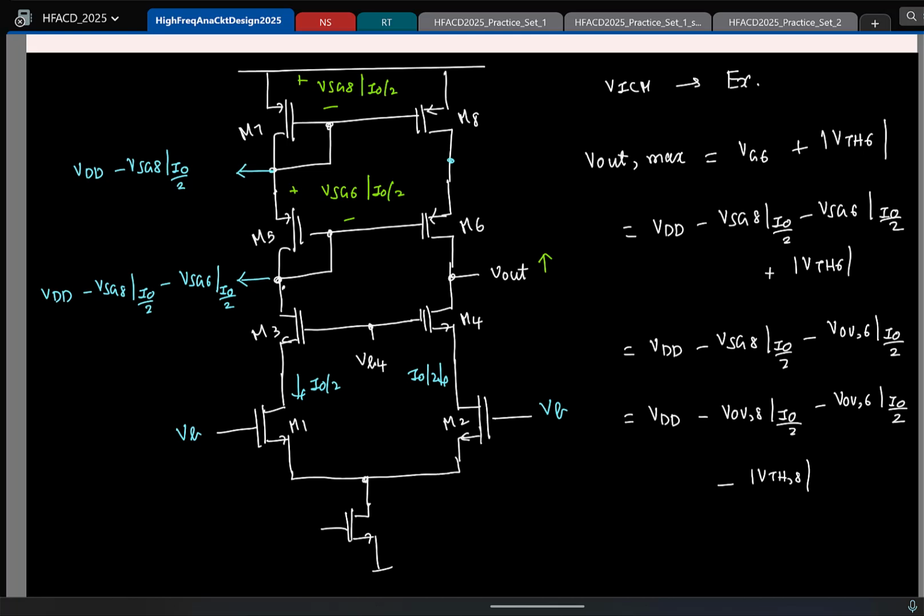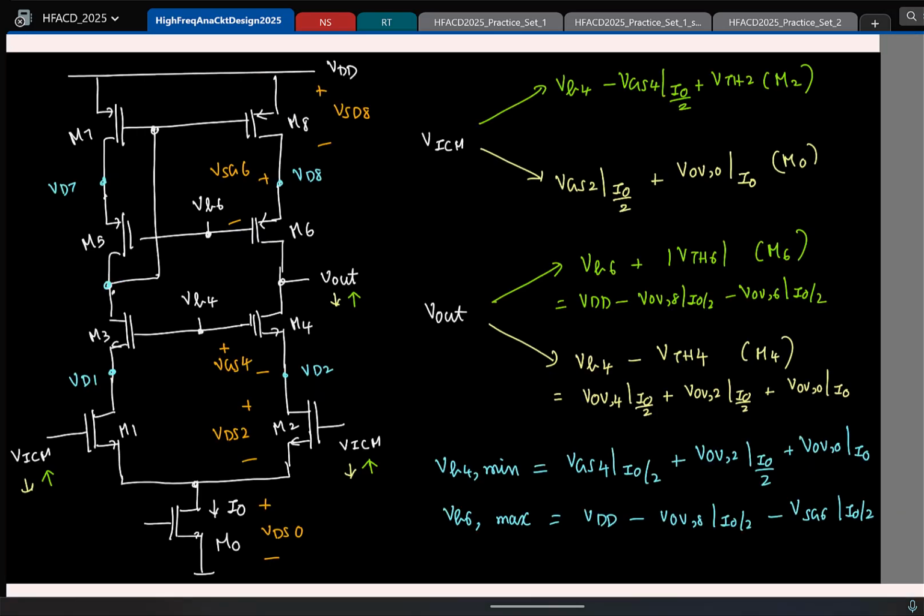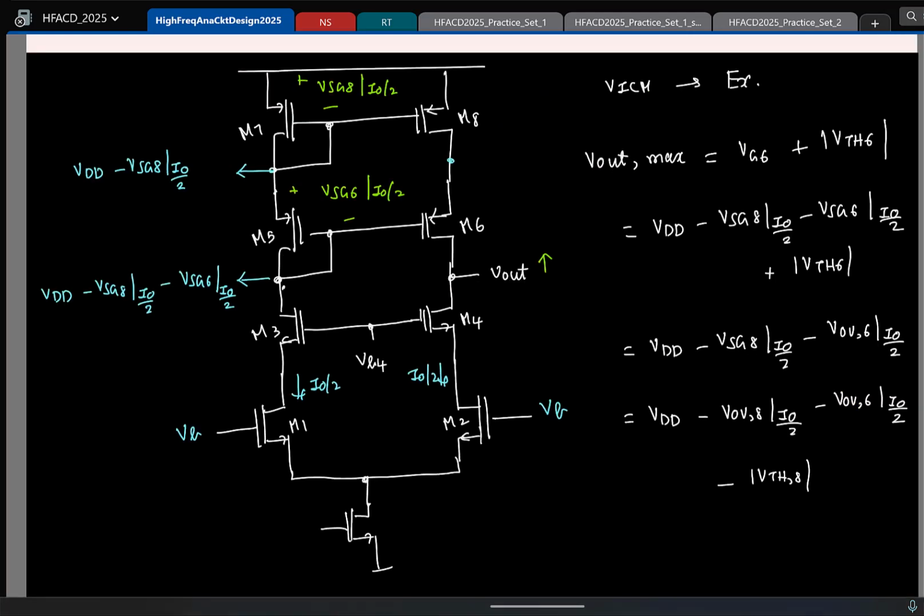And now it's time to compare the result we got with the other circuit. Now with the other circuit, the maximum Vout was VDD minus the overdrive of M8 minus overdrive of M6. Now let's look at the same thing here. What do we have here? VDD minus overdrive of M8 minus overdrive of M6 minus a threshold voltage. So which of the two circuits is better now in terms of the output swing? The earlier one. Okay. So that's the point I wanted to make.